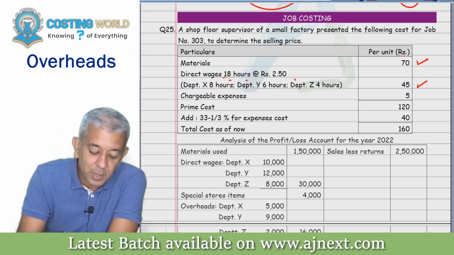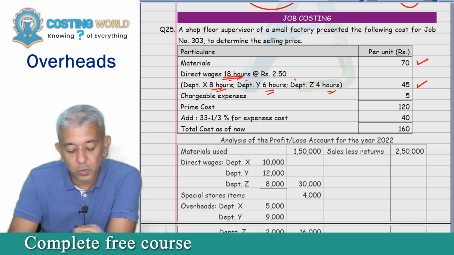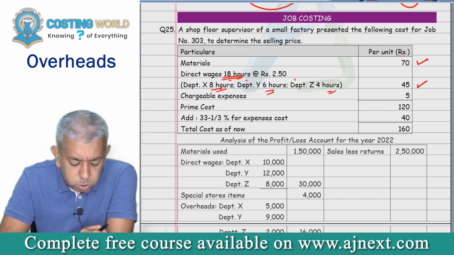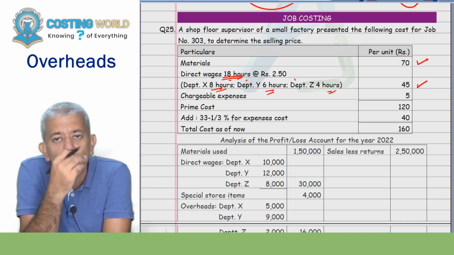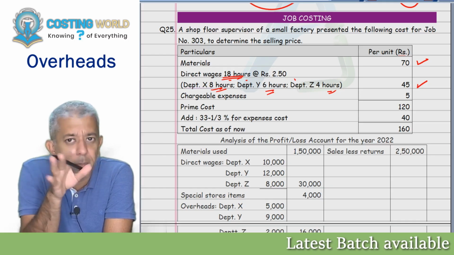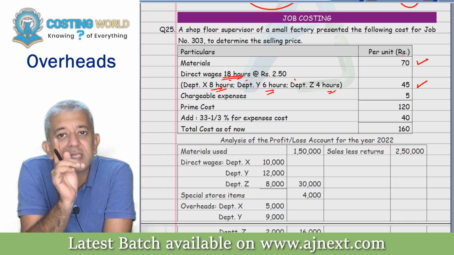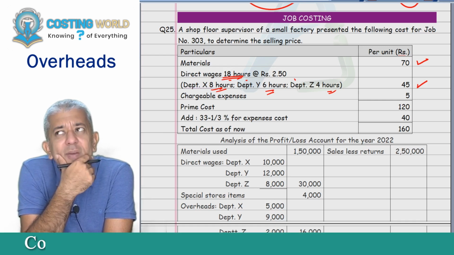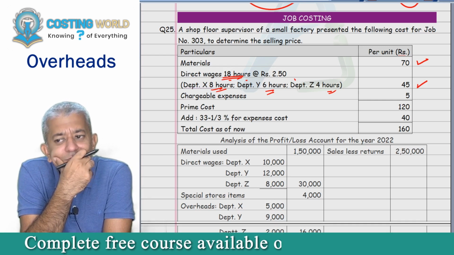They've given you the breakup of 18 hours: 8 hours, 6 hours and 4 hours. Total 45. Can we say this also means that all the workers in all the departments get the same wage rate of 2.5, no? Yes, sir. Can we say that means there's only one type of labor?